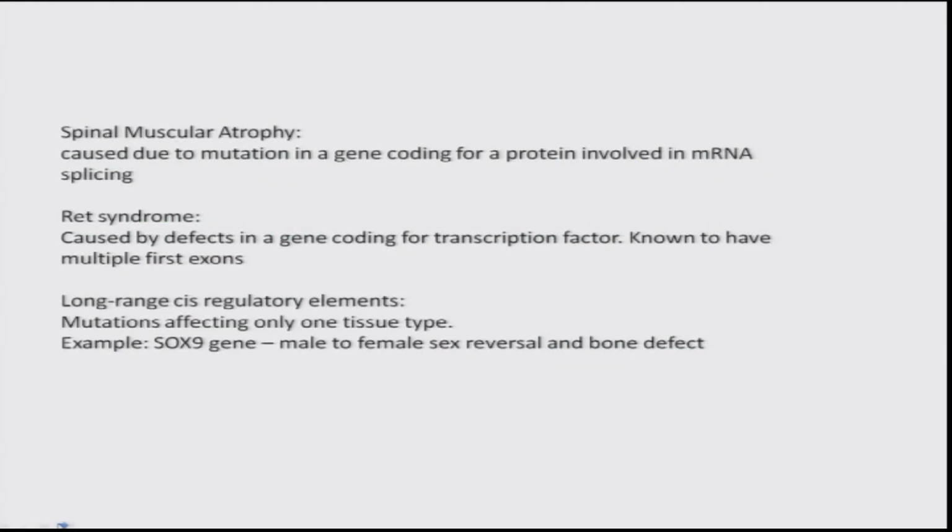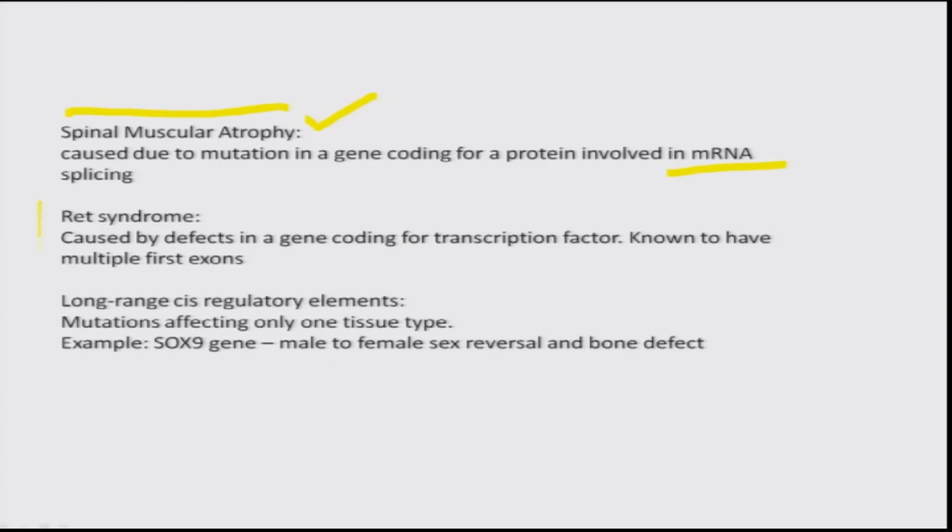For example, you have a condition called spinal muscular atrophy, wherein again your muscle tissue degenerates. As a result, you become weaker and weaker, and this is caused by a mutation in a gene that is involved in mRNA splicing. So, this protein is involved in mRNA splicing, and if this protein has a defect, if it has got a mutation, then it affects how the muscle cells function or survive. As a result, you have an atrophic condition or degeneration of the muscle.